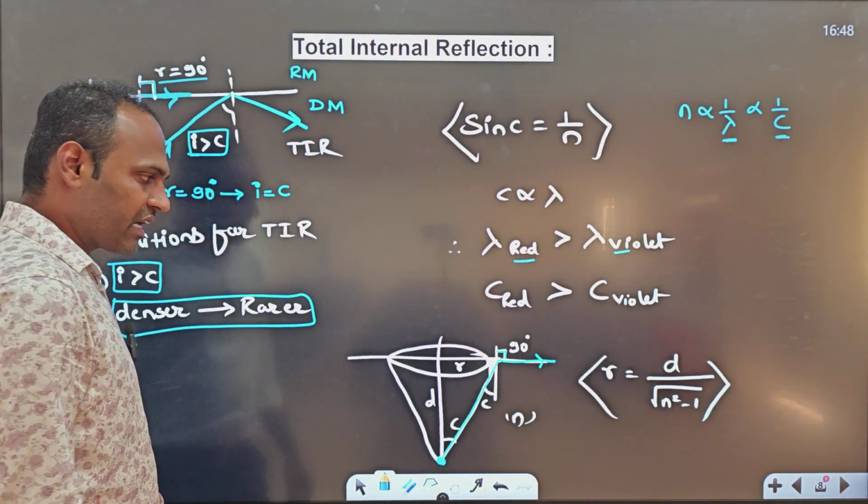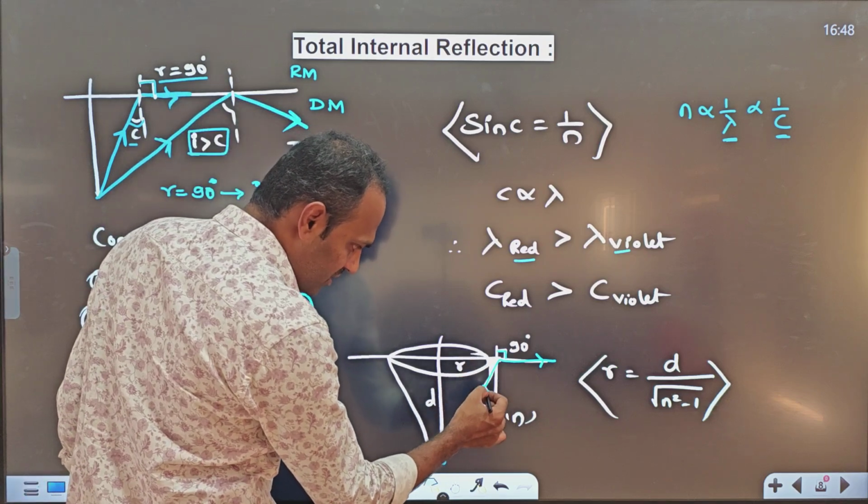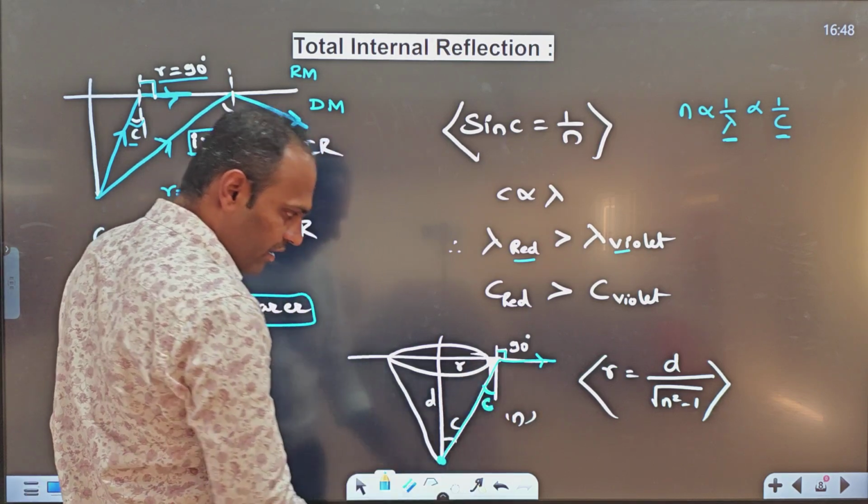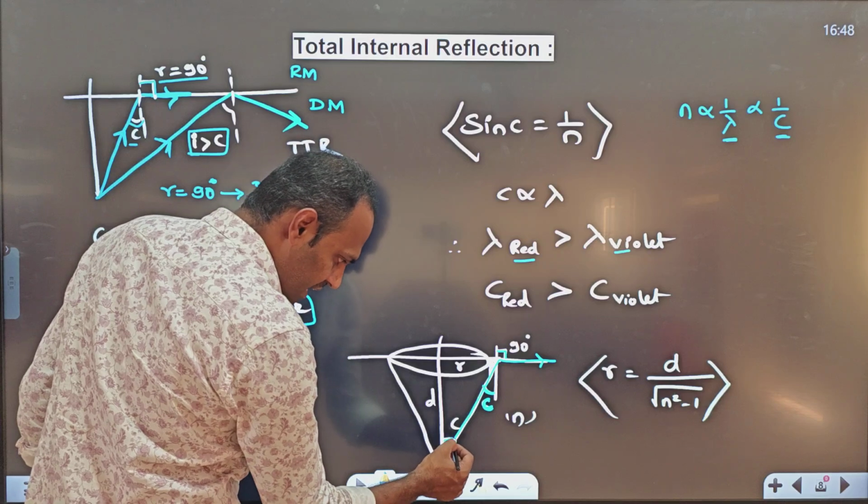Angle of refraction is 90 degree. If angle of refraction is 90 degree, how much is the angle of incidence called as? It is critical angle. If this is critical angle, then this angle will be critical.